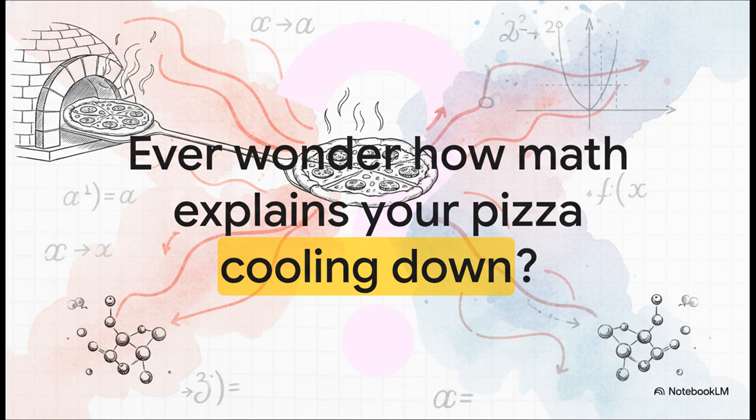You pull a piping hot pizza out of the oven, and what happens? Slowly but surely, that heat just spreads out, evening itself out until the whole thing is at room temperature. Well, that process, that diffusion, it's not random at all. It's actually governed by a really beautiful and surprisingly powerful piece of math.